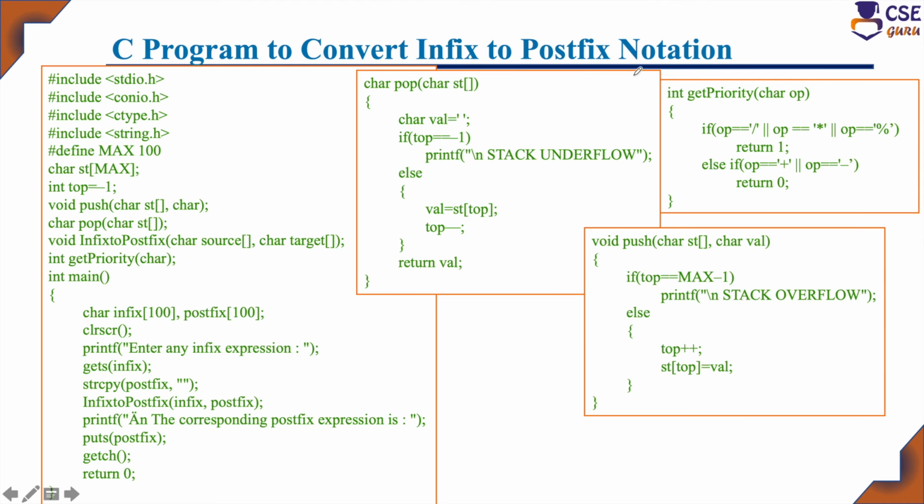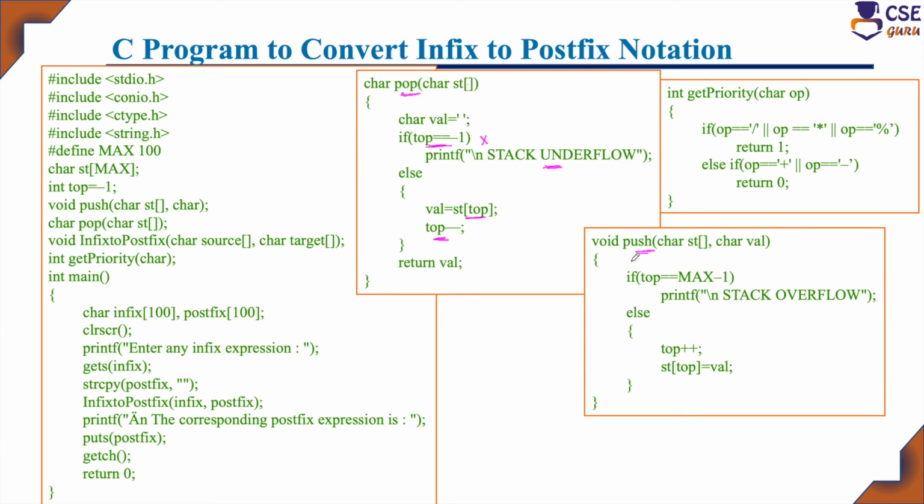And then here the pop function and push function. In the pop function, if top is -1, meaning the stack is empty, it will display a message and exit. Because there are no elements present in the stack, we cannot pop any element from the stack. Suppose this condition fails, meaning elements are present in the stack, then pop the top element of the stack and decrement the top value. So this is the pop function.